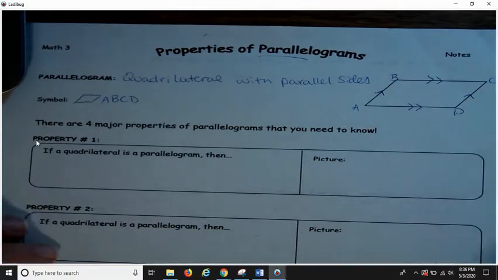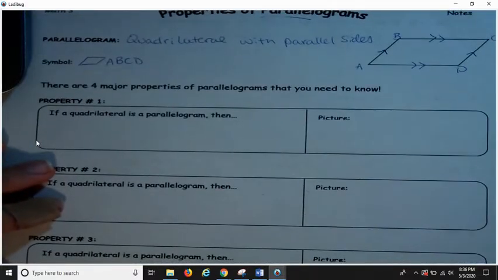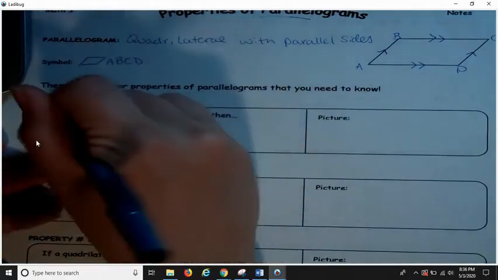There are four major properties of parallelograms that we need to know. Property one is that if a quadrilateral is a parallelogram, then opposite sides are congruent.